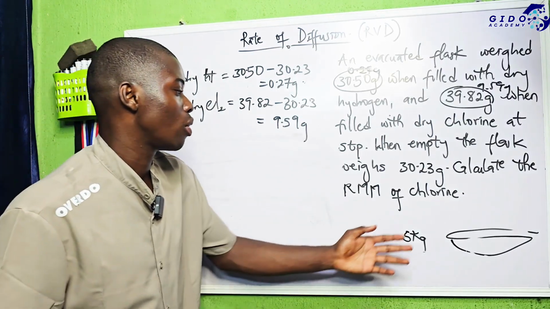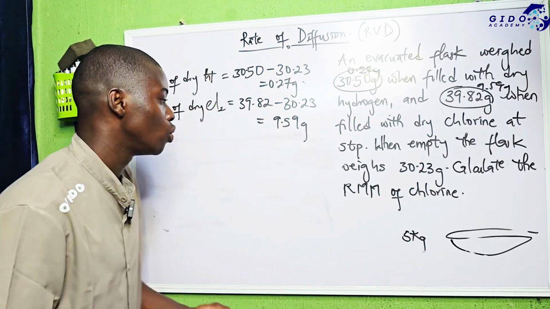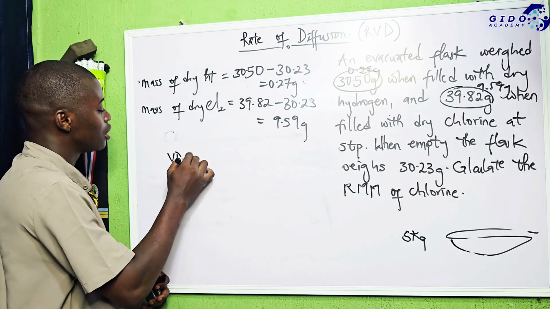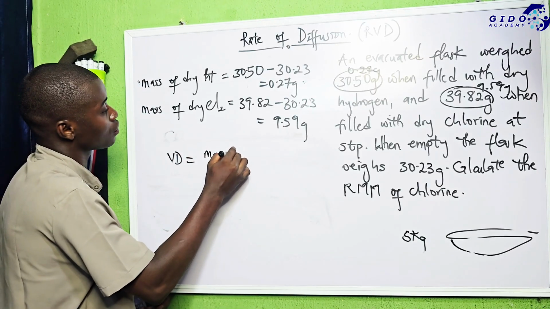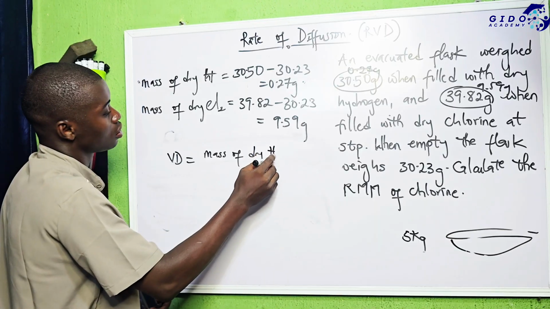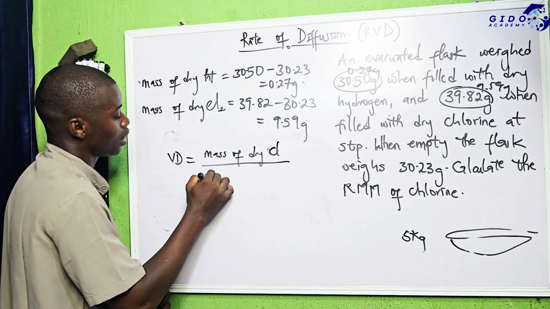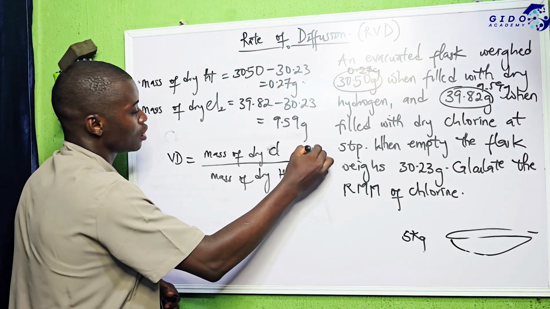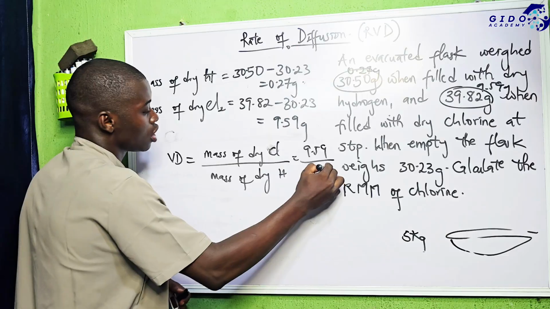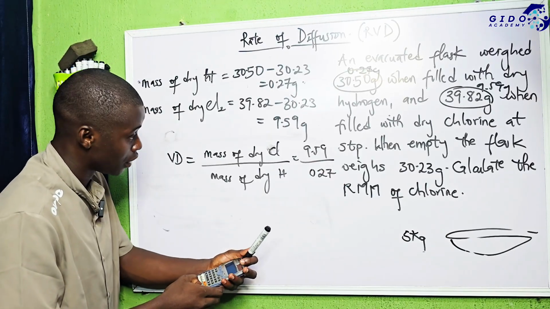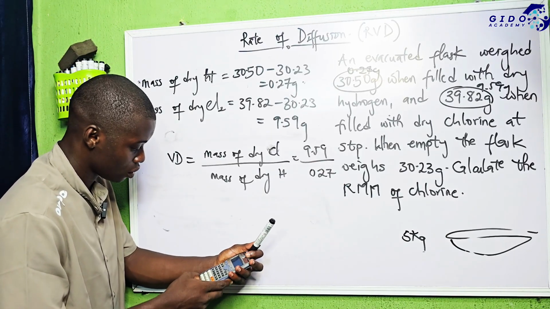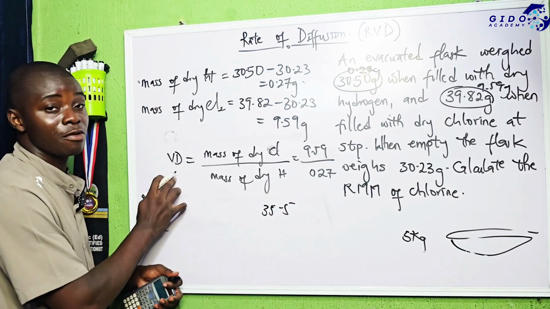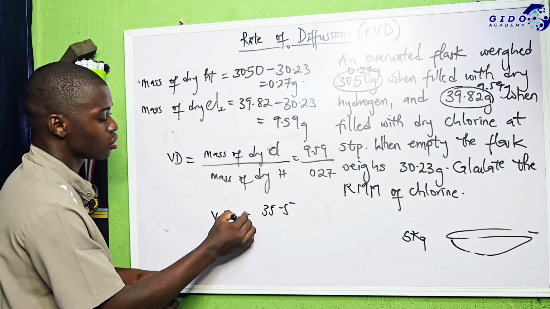But that's not what we are told to calculate. We are told to calculate the relative molecular mass of chlorine. We can't calculate the relative molecular mass until we get the vapor density. So vapor density is equal to the mass of dry chlorine over the mass of dry hydrogen. The mass of dry chlorine is 9.59, and of hydrogen 0.27. Dividing, we have 35.5. So the vapor density is 35.5.